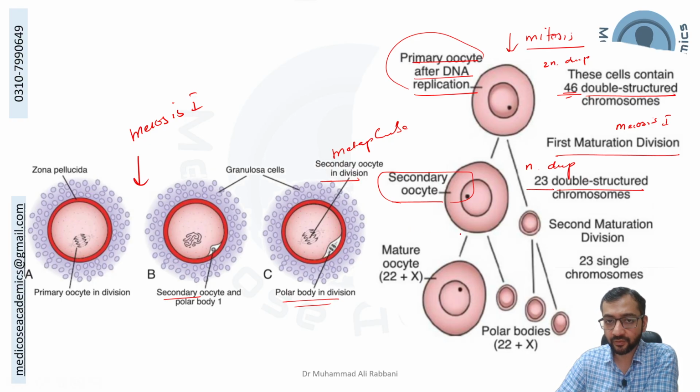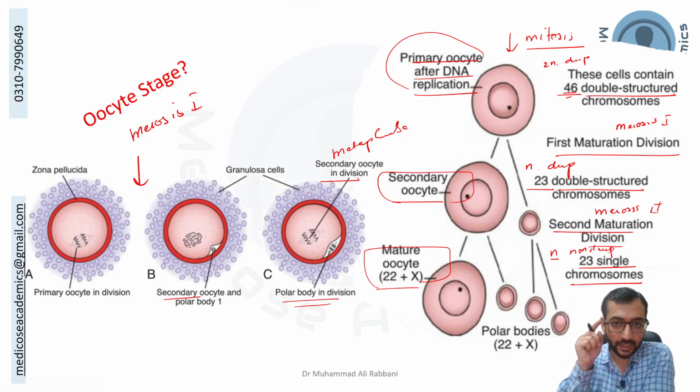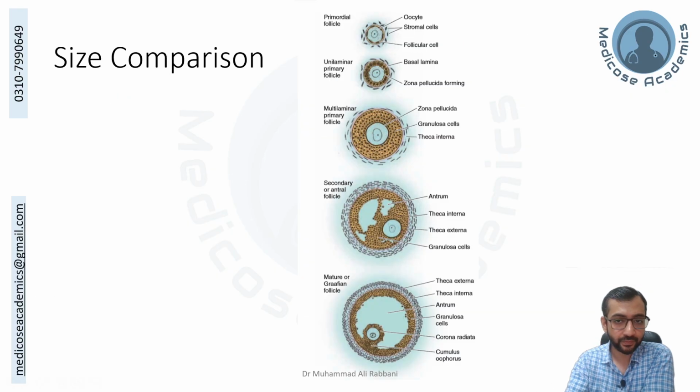And if it fuses with sperm, it goes through meiosis 2 or second maturation division, and it leads to mature oocyte, and that is haploid and non duplicated. So you will see it has single chromosomes. So after ovulation, you are at metaphase of meiosis 2.